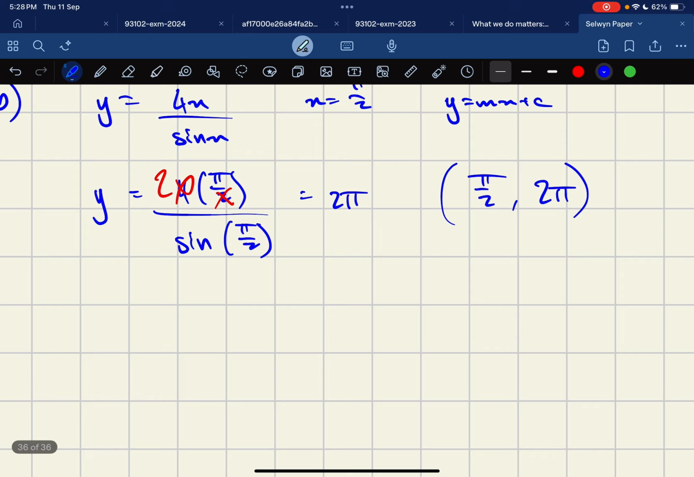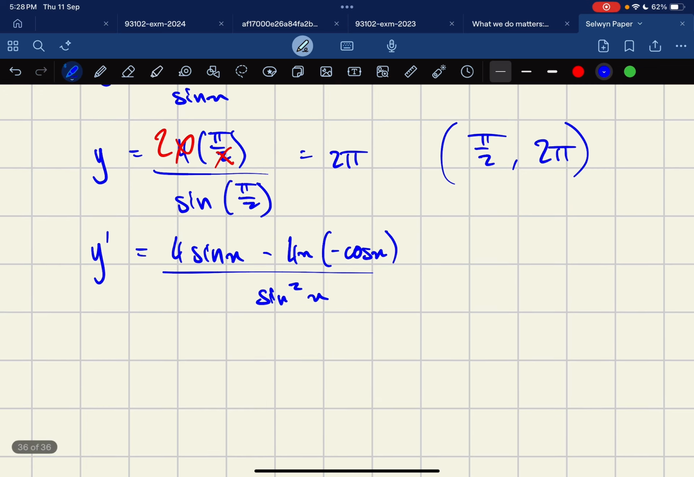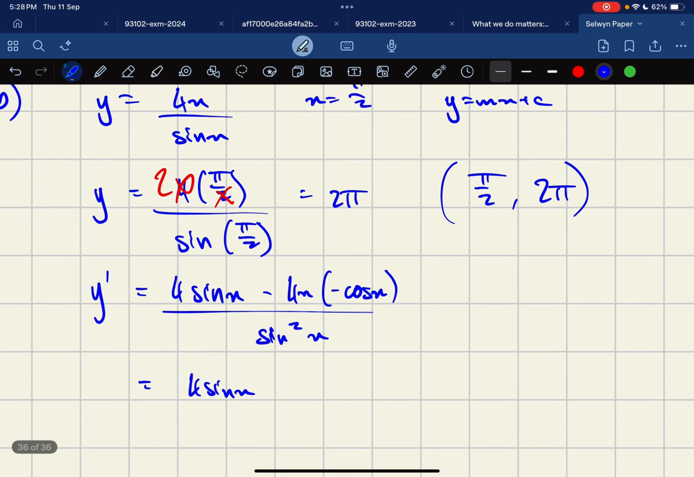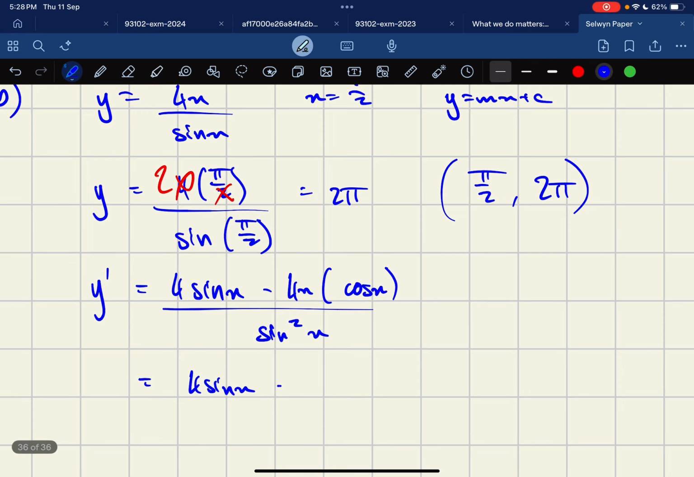Okay, now what about the derivative function, or the gradient function? Well, it's a quotient between two functions, so you're going to use the quotient rule. So it's the derivative of the top function multiplied by the bottom function, minus the top function multiplied by the derivative of the bottom function, divided by the bottom function squared. So all in all, this gives us 4 sine x. Sorry, sine just differentiates to cosine, not negative cosine. And then minus 4x cosine x over sine squared x.